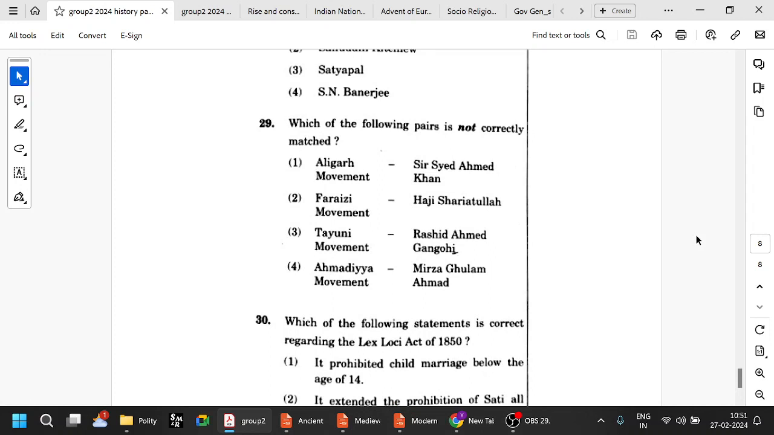So this is a relatively easy question because the Aligarh movement, Sir Syed Ahmad Khan, everybody should be able to identify, very standard. Ahmadiyya movement, Mirza Ghulam Ahmad, also everybody should be able to identify. Faraizi movement also, Haji Shariatullah. All these three are very prominent. So obviously what is left out is the Wahabi movement. So this is the incorrectly matched one. All the other three are very standard. Everybody should remember. So try to remember now. Aligarh movement, Sir Syed Ahmad Khan. Faraizi movement, Haji Shariatullah. Ahmadiyya movement, Mirza Ghulam Ahmad.